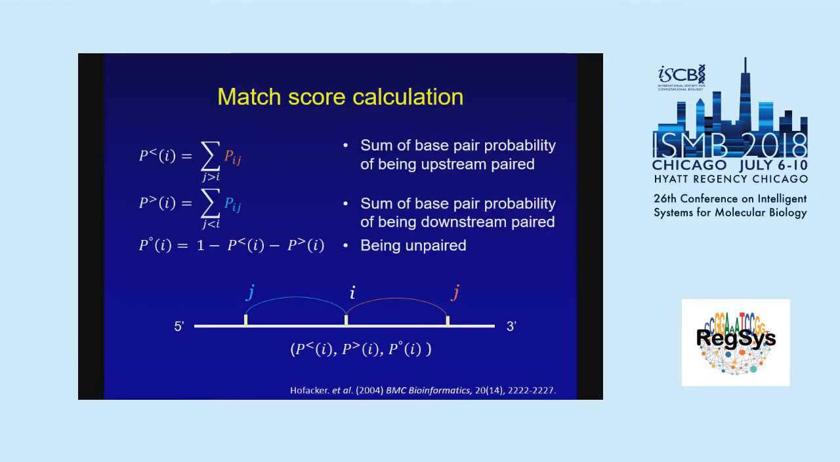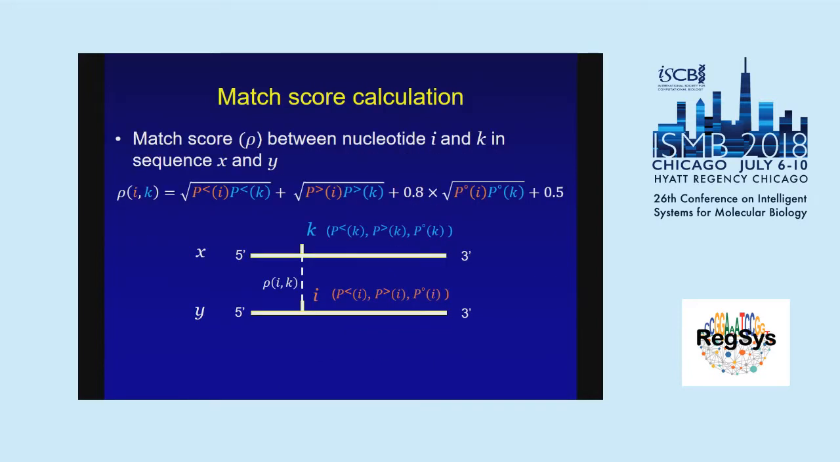The match score shows a structural mapping between any two nucleotides between a pair of sequences. To begin with, it calculates three components for each of the nucleotides. For example, for this i, the first is the sum of base pair probability of being an upstream pair. The second component is the sum of base pair probability of being a downstream pair. And the third is the probability of being unpaired, which is one minus the other two. So it can calculate the match score between nucleotide i and k in this pair of sequences. It's the geometric mean of the first component plus the geometric mean of the second component plus 0.8 multiplied by the geometric mean of the third component plus 0.5. These parameters are obtained by optimization.